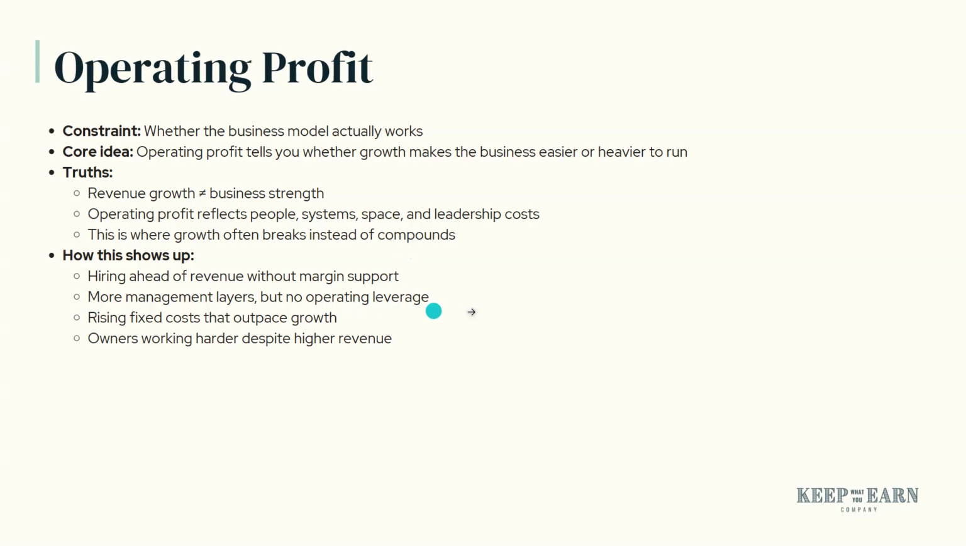More management layers, but no operating leverage. So we have a lot of extra management layers, but they're not contributing to growing revenue. We have rising fixed costs that outpace our growth. So let's say you take on another location, you've now doubled your rent, but you don't have double the customers, double the revenue yet. So your margins are going to tighten up a lot.